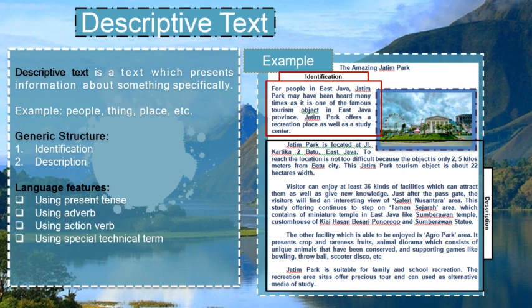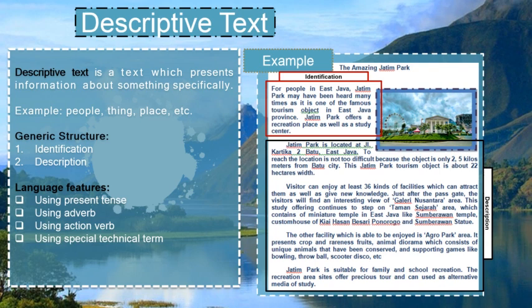Now, we have an example of descriptive text about place. Tourism object, Jatim Park. Mostly descriptive texts are organized through two main elements of structure. They are identification and description. These two structural elements are used as follows.